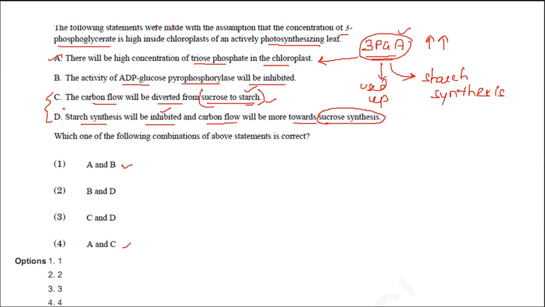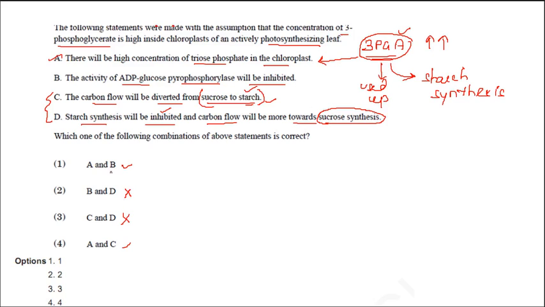Both are contradictory. C and D cannot be together, and if C is there, D will not be there. Okay, so C and D are contradictory. We can eliminate the option like that. C is totally incorrect. I'm sorry, D is totally incorrect.